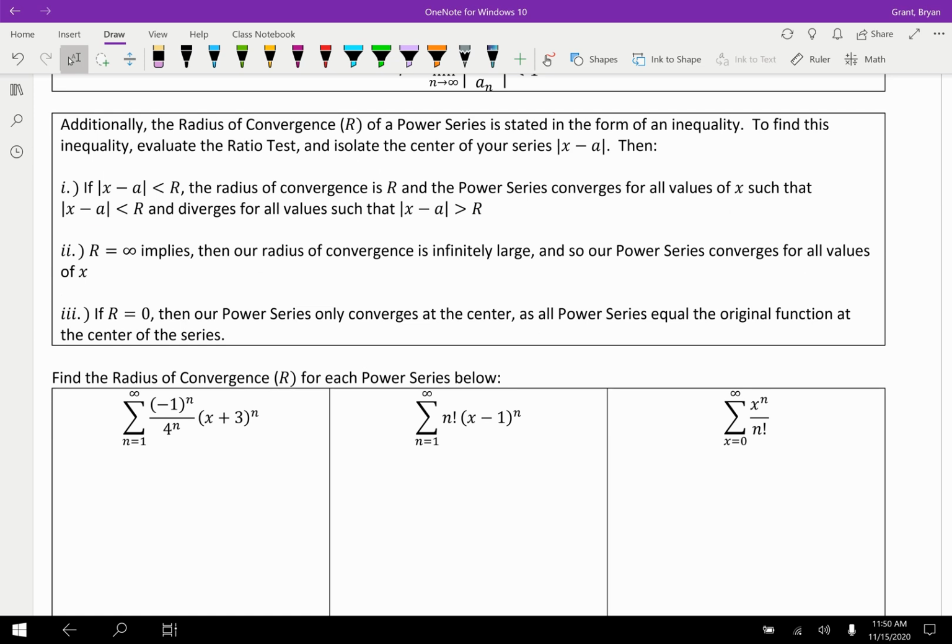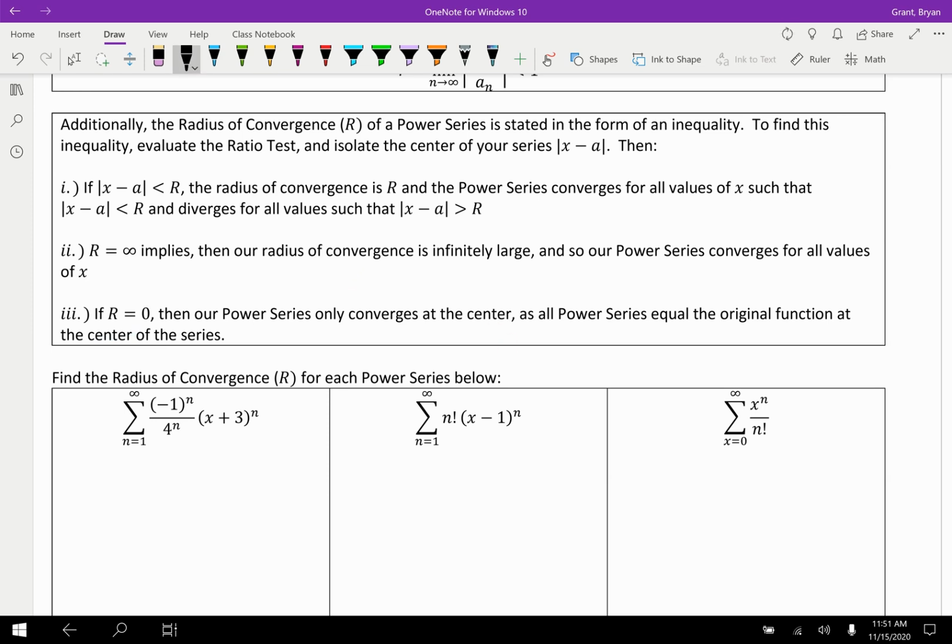If, however, you get an answer of infinity, then it means our radius is infinitely large, and so our power series converges for all values. And that should make sense, right? If we have a center right here, and they say, oh, hey, your radius is infinitely far, then that means you can go infinitely far this way and infinitely far this way, and so we'll converge everywhere. However, if we get an r value of exactly 0, then our power series is only going to converge at the center. And we'll see some examples of that in just a second.